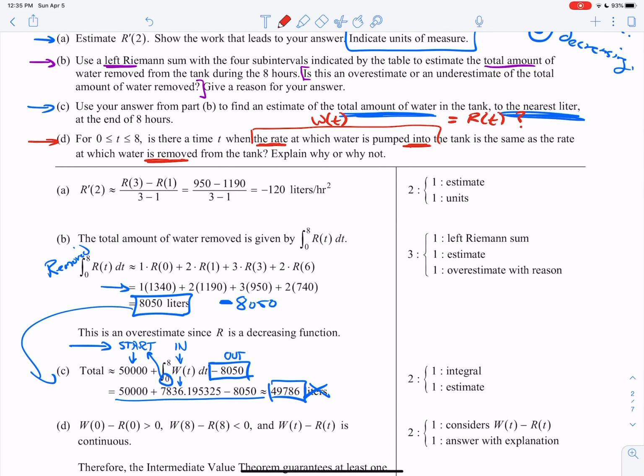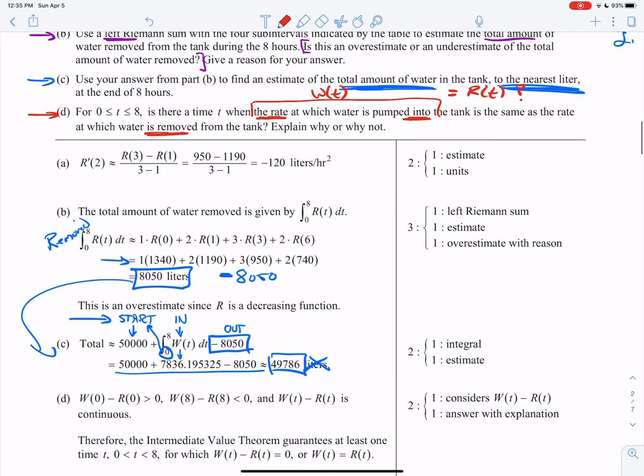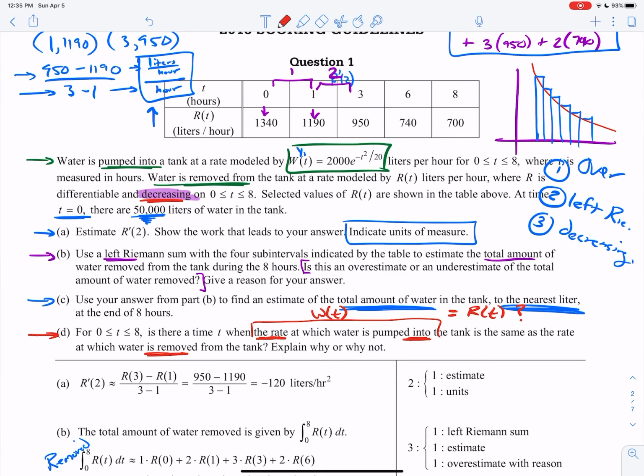You can graph these two, but the thing is, you don't have enough information for that. If you have W of t, but you don't have R of t in terms of the equation. So what you do is, you check at specific values. Let's say you check at 0, and people tend to like to choose the endpoints here. I know that R of 0 is 1340. And I know that at R of 8, I'm removing 700 liters per hour.